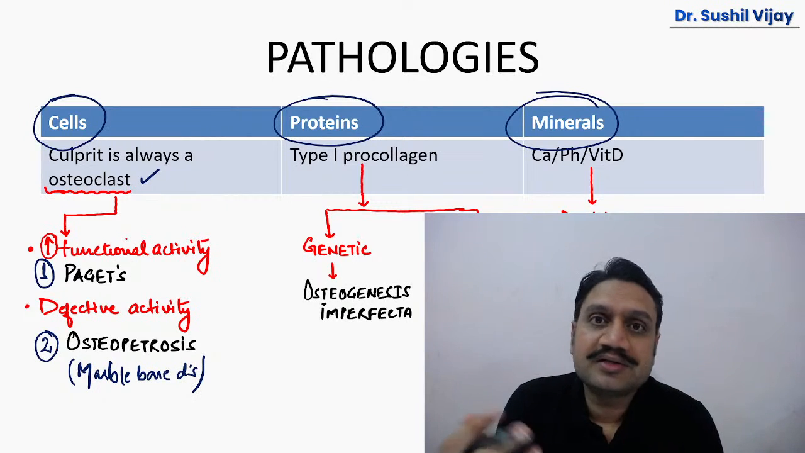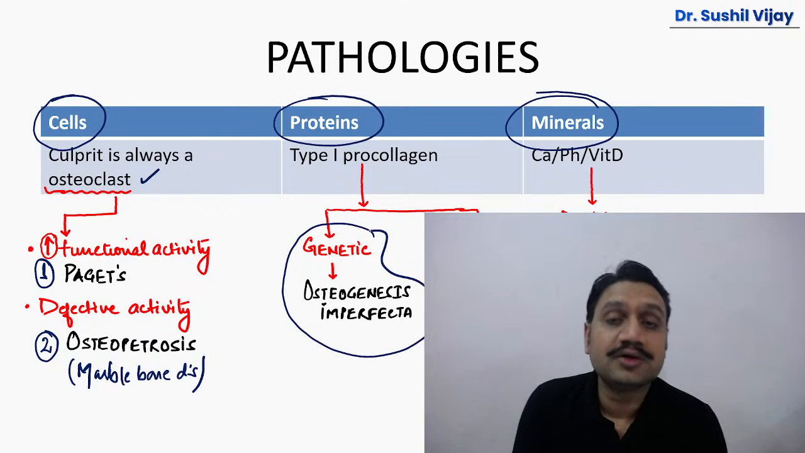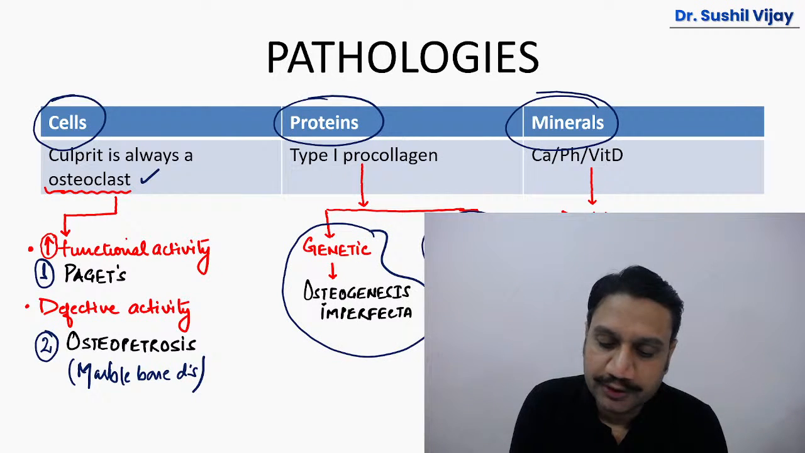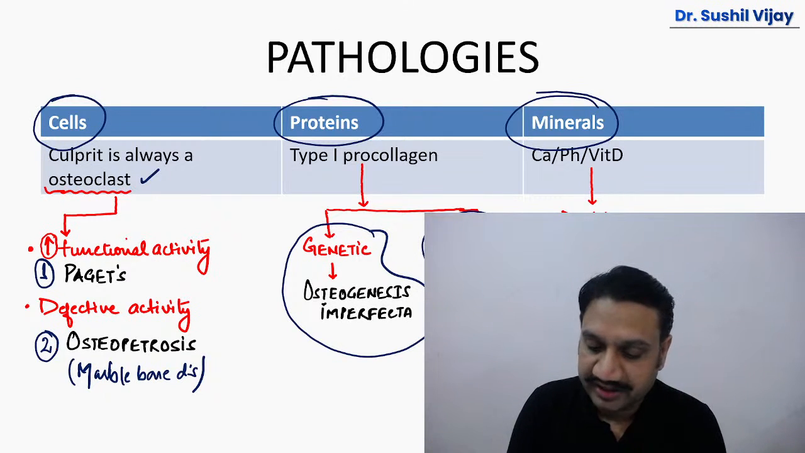Now, if somebody asks you about the protein problem, there are two. One, if it is a genetic defect in type 1 collagen, osteogenesis imperfecta. If it is a nutritional problem, then it is scurvy. And the mineral problems are rickets and osteomalacia, which you already know very, very well, isn't it?